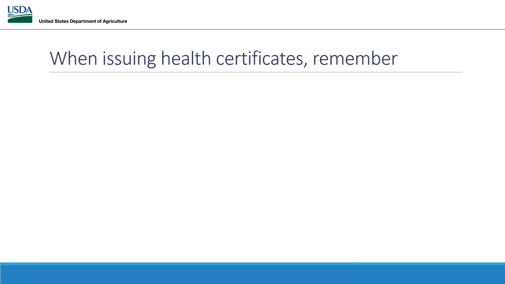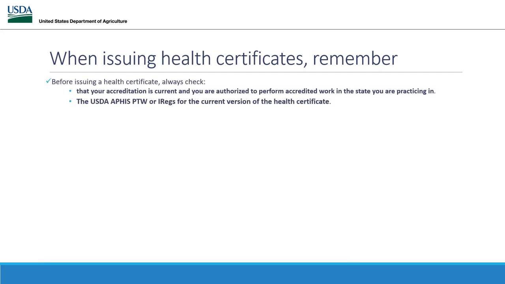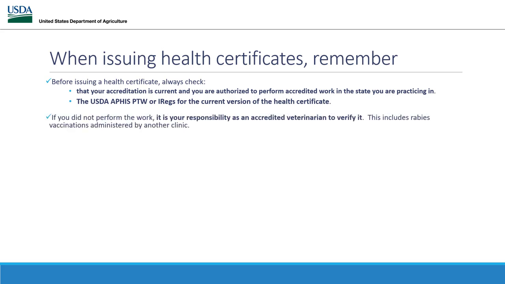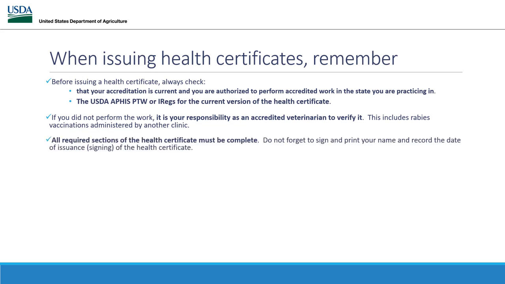In summary, when issuing health certificates, remember, before issuing the health certificate, always check that your accreditation is current and you are authorized to perform accredited work in the state you are practicing in. Also, always check the USDA APHIS, PTW, or IREGS for the current version of the health certificate. If you did not perform the work, it is your responsibility as an accredited veterinarian to verify it. This includes rabies vaccinations administered by another clinic. All required sections of the health certificate must be complete.